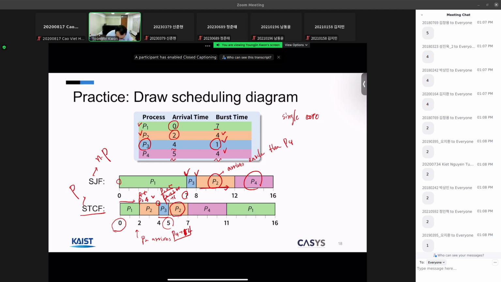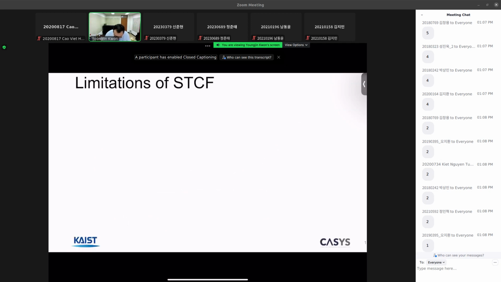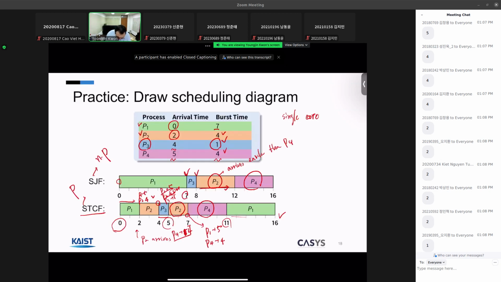After finishing P4, P2 only has remaining time 2, so at time 7, P2 finishes its task. At this point, P1's remaining time is 5 and P4's remaining time is 4. So P4 is selected. After 4 time units, P1 executes and ends. That is STCF scheduling. So now turnaround time: what is the turnaround time of P1?